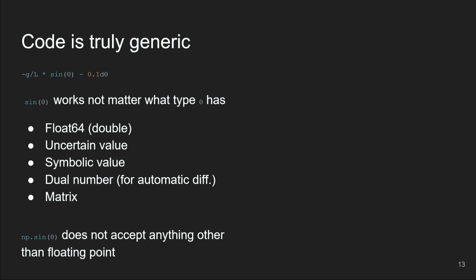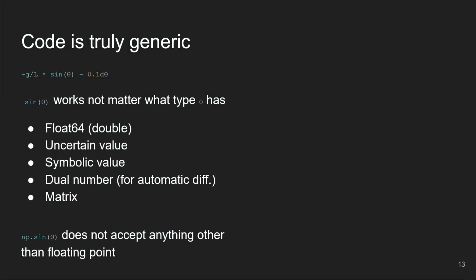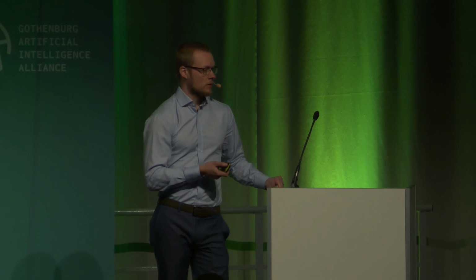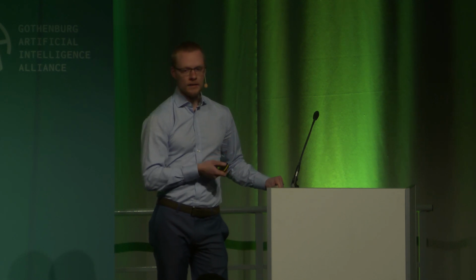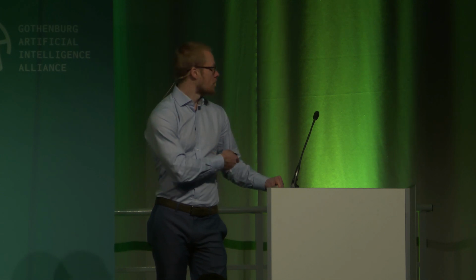If we contrast this to how we would probably write this in Python, we will run numpy.sin, and that function only understands floating point values. If we try to send symbols in there, it will complain. So if we want to support symbolic functionality in the code we write, we need to maintain a separate code that uses sympy.sin instead.